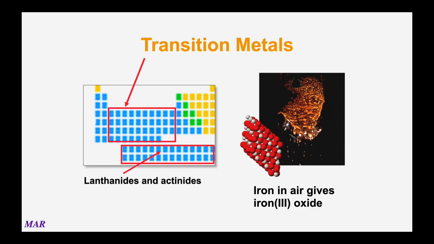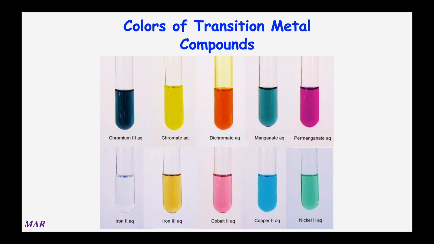Transition metals, lanthanides, actinides, also really important. This is actually the area that I did most of my research in, and I'm very fond of all of them. Iron is probably the most famous, well, maybe gold or silver, but iron makes rust, which is iron(III) oxide, kind of interesting. Lots of uses for these different transition metals. But the reason I went into transition metals is because of the colors, and this silly slide here shows many of the colors that you can get.